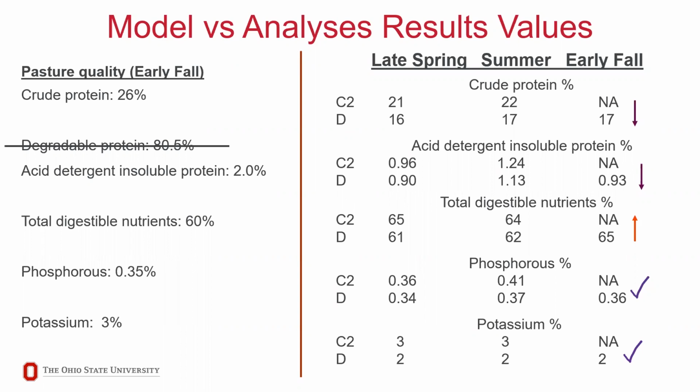So in early fall, we have lower protein than the model expected, lower insoluble protein too. We actually had more TDN here than the model showed us, or assumed. Phosphorus and potassium were again on target. So for these two parameters, it seems that the model is doing well regardless of the season. And there's some variation, but overall, the model seems to expect higher quality than we actually are having in the field. That's kind of the overall conclusion.